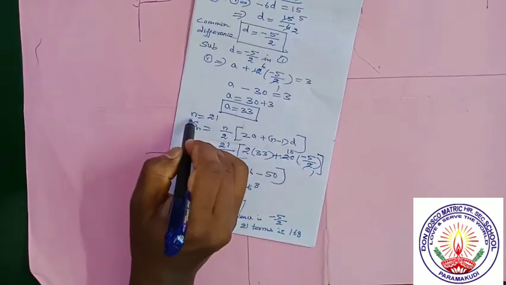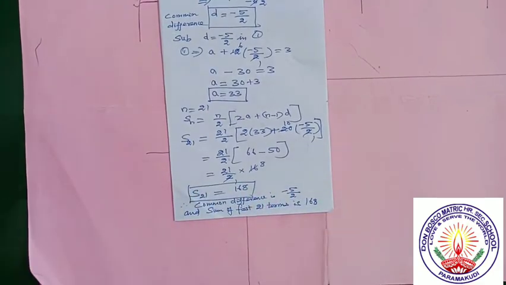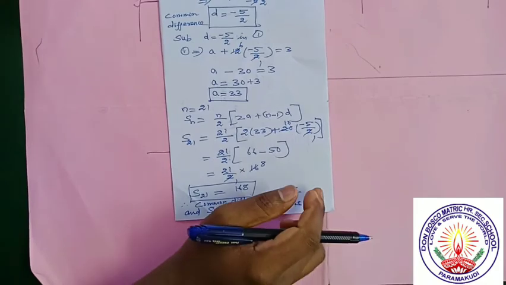where n is equal to 21. So this is an important problem. Solve and work it out. If you can't understand, you can ask me or you can watch the video once again.